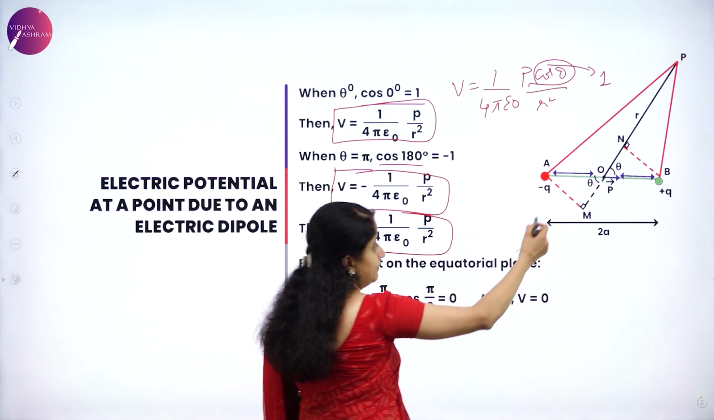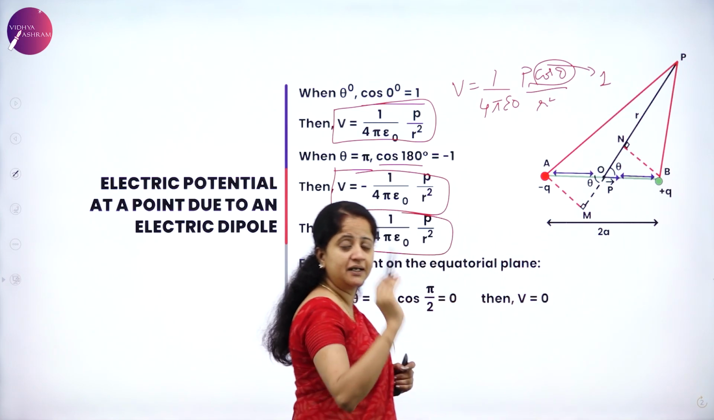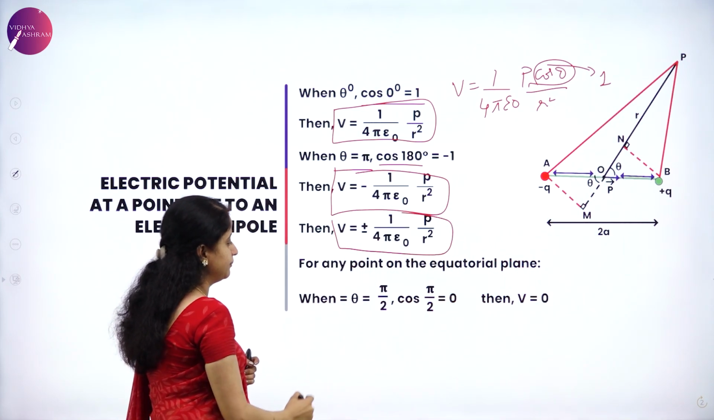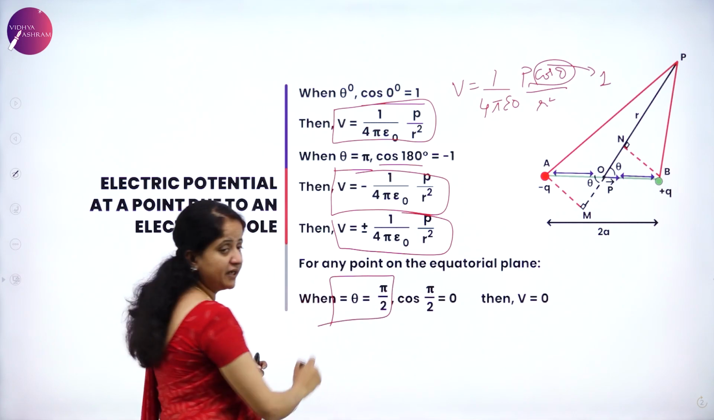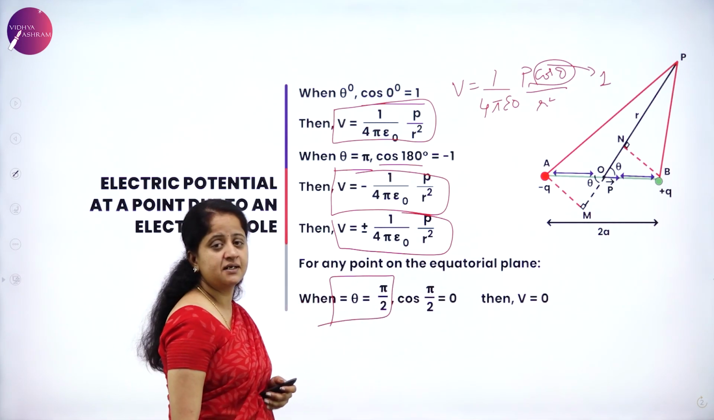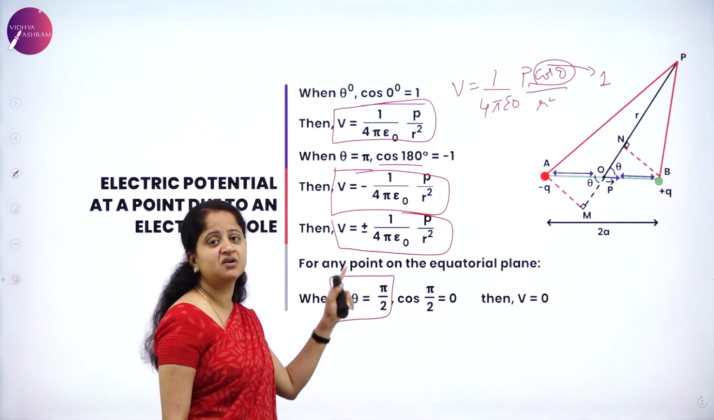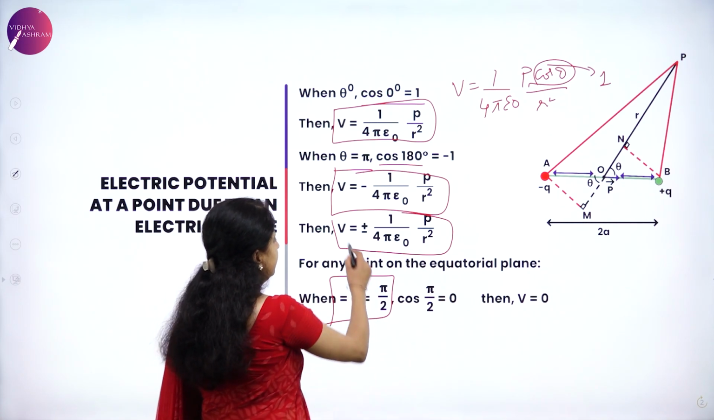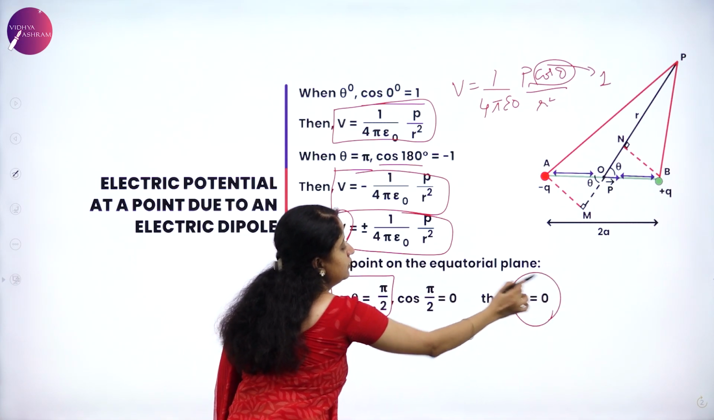If we consider a point drawn from the midpoint or center of the dipole, we get theta is equal to pi by 2, and cos pi by 2 value is 0, because cos pi by 2 is nothing but cos 90, it is 0, then the entire value of potential will be equal to 0.